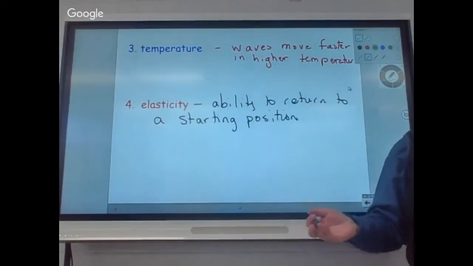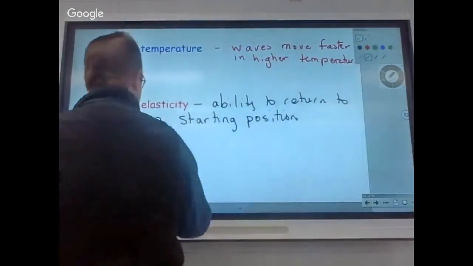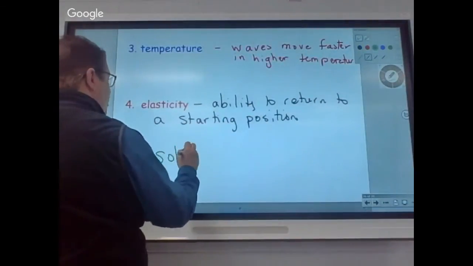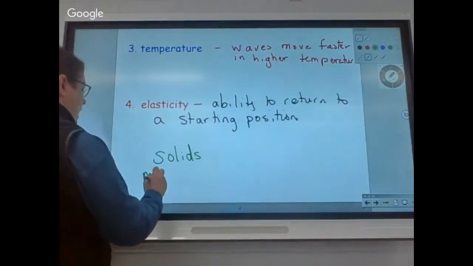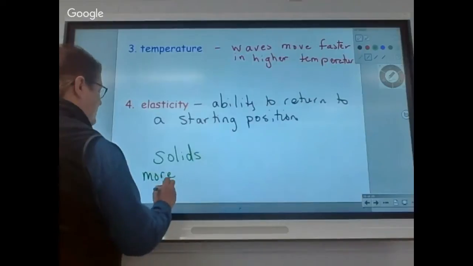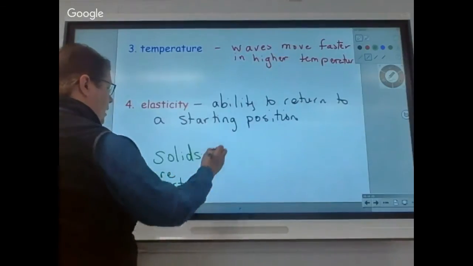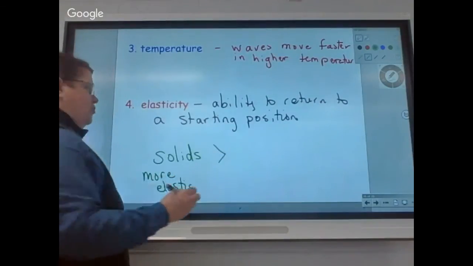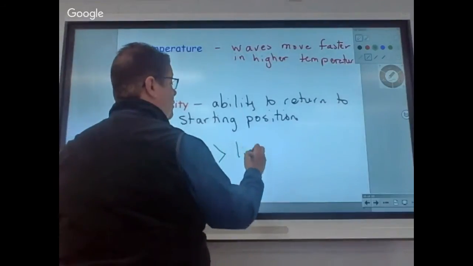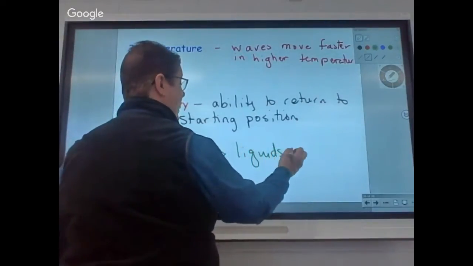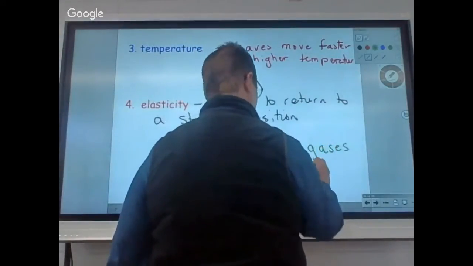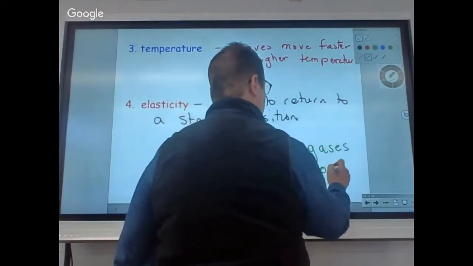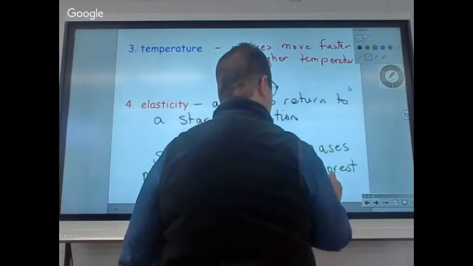Solids. That's why solids allow sounds to travel better than others, because they're more elastic. Okay? Solids are more elastic. All right? So they're better at allowing things to travel through them. Liquids are the next best at being elastic, and gases are the worst. They have the poorest elasticity.